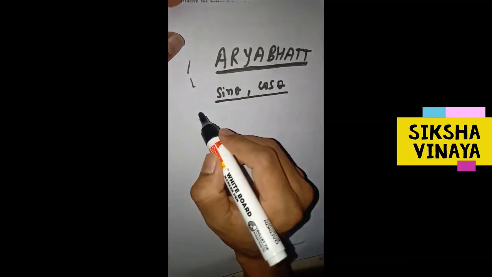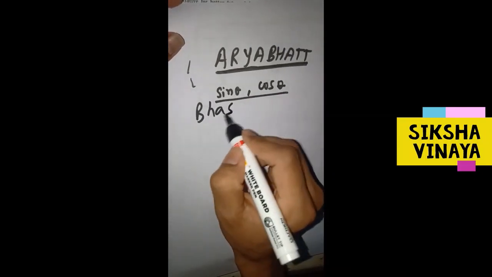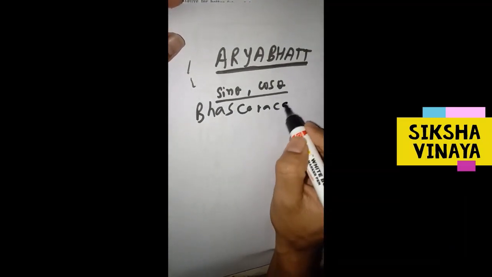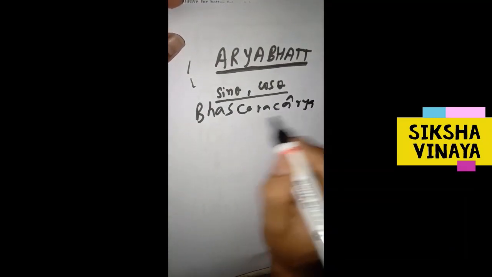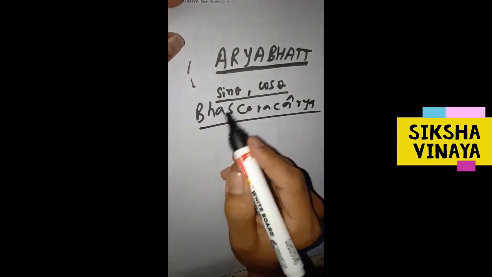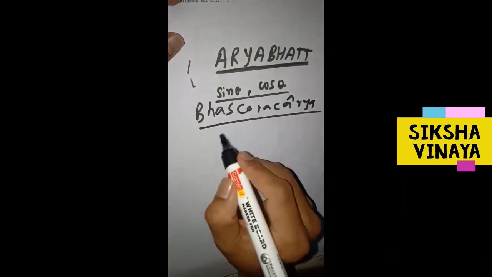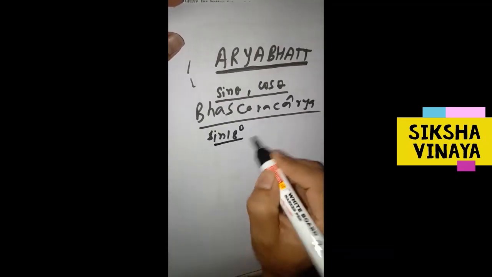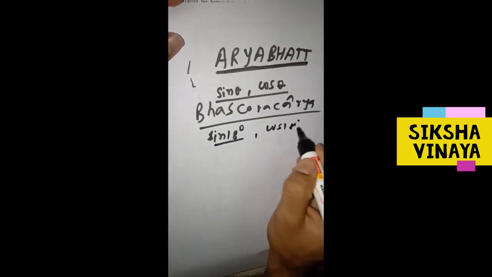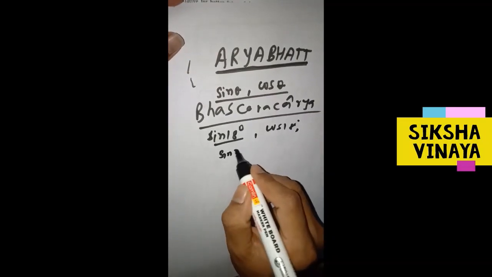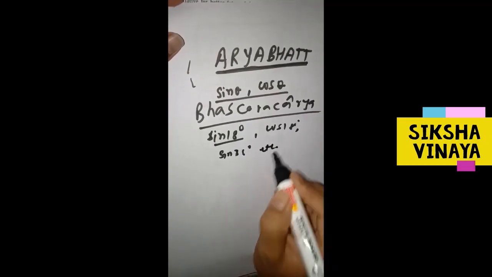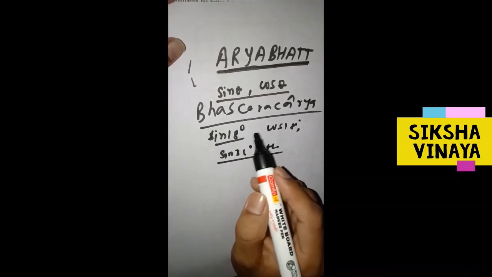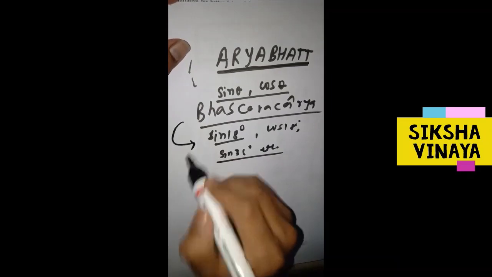And Bhaskaracharya discovered various values for sine, cos, tan. For example, he discovered sine 80 degree, cos 80 degree, or sine 36 degree, and so on. You will study about it in 11th class, so I am not dealing with this kind of thing here.